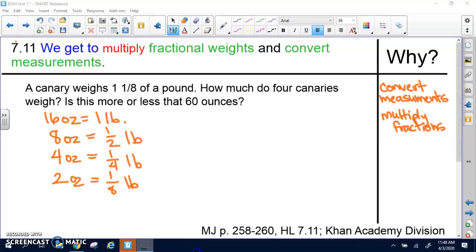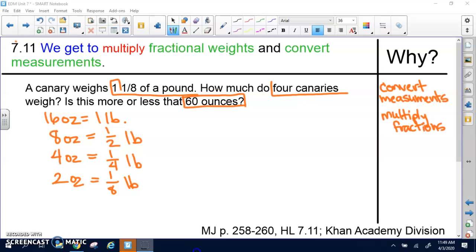With this problem, it says a canary weighs 1 1/8 of a pound. How much do 4 canaries weigh? Is this more or less than 60 ounces? So I know that 1 canary weighs 1 1/8 of a pound, but I need to find the weight of 4 canaries. I'm going to take that 1 1/8 and find the conversions because I'm looking to compare it to ounces in this case. So I need to find how many ounces a canary weighs and how many ounces 4 canaries weigh. So I can see I have 1 whole here.